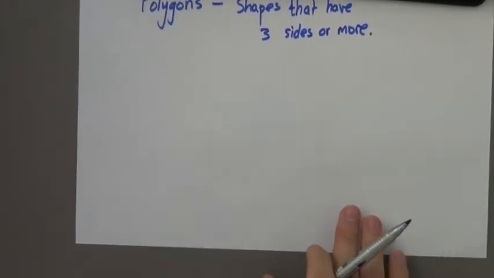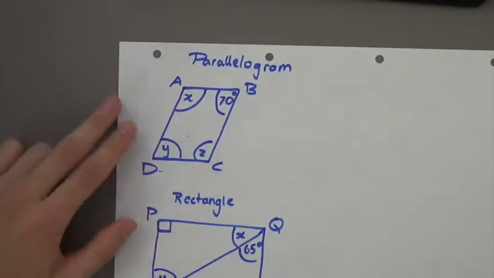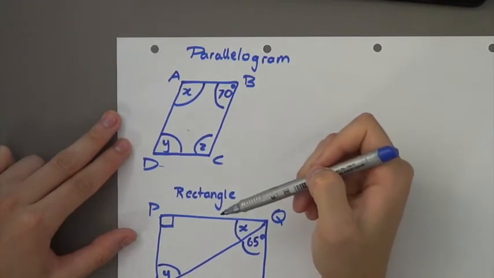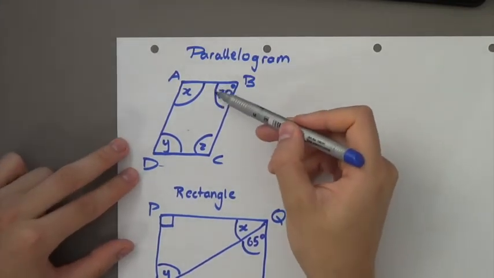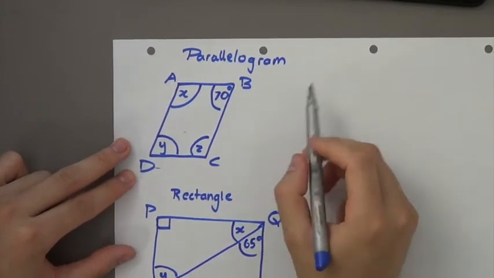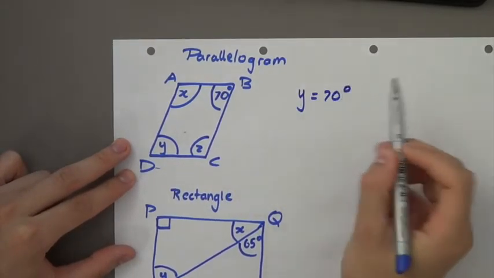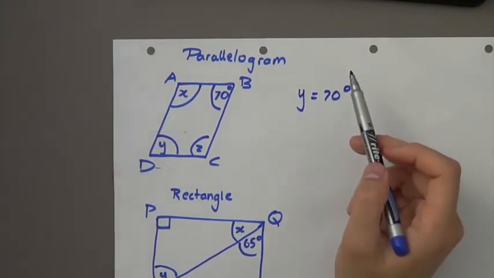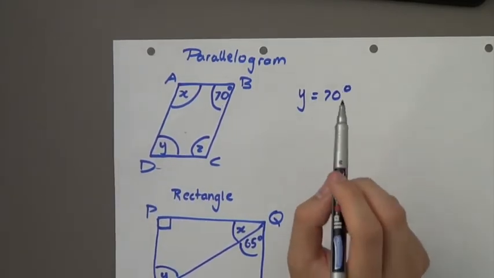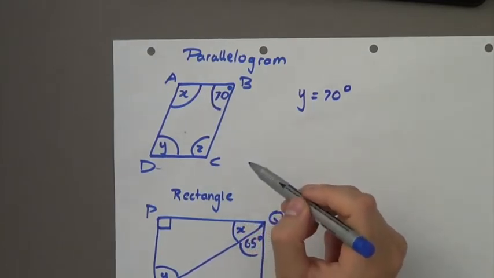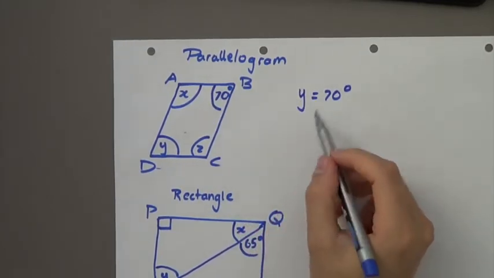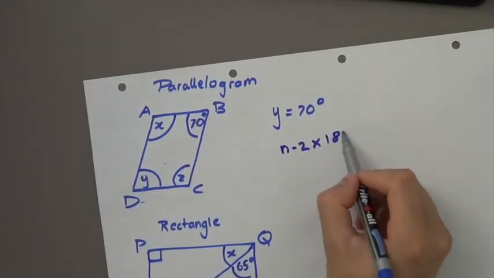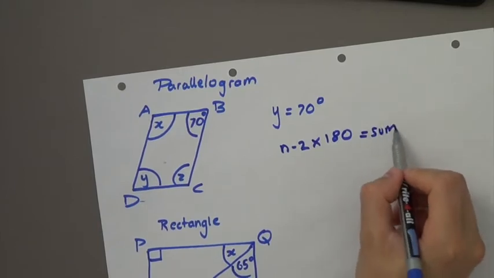So, just some examples for you. Let's start off with this example here. X, Y, and Z are unknowns. First of all, let's use the rule that this angle here equals this angle. So we can say Y equals 70 degrees. Well, 70 degrees may equal Y, but how do we work out X and Z? We can use the formula n minus 2 times 180, which gives us the sum of the angles.